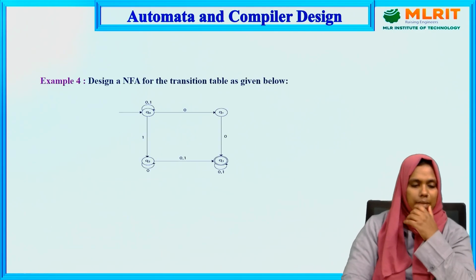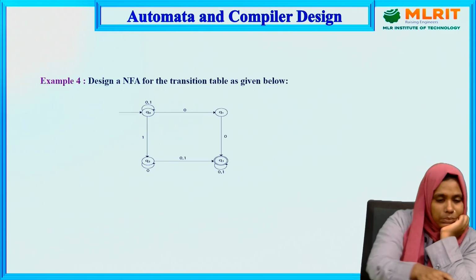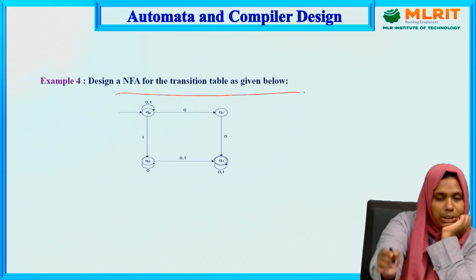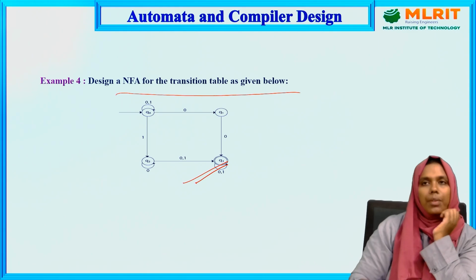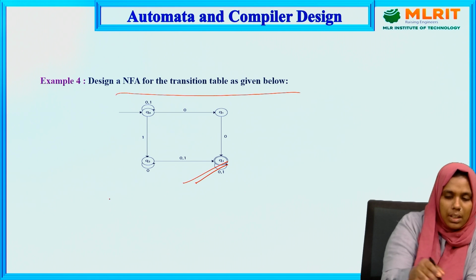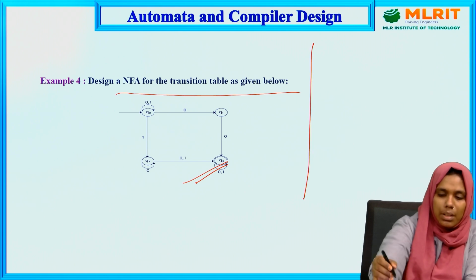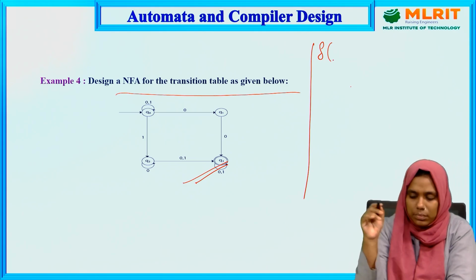Okay, we'll see the next example. Design an NFA for the transition table given below. Here the diagram is given, right? For the given transition diagram, what you have to do here is draw the transition table. How many states are there here? If you can see, here we have 4 states. For the given transition diagram, you have to draw the transition table.